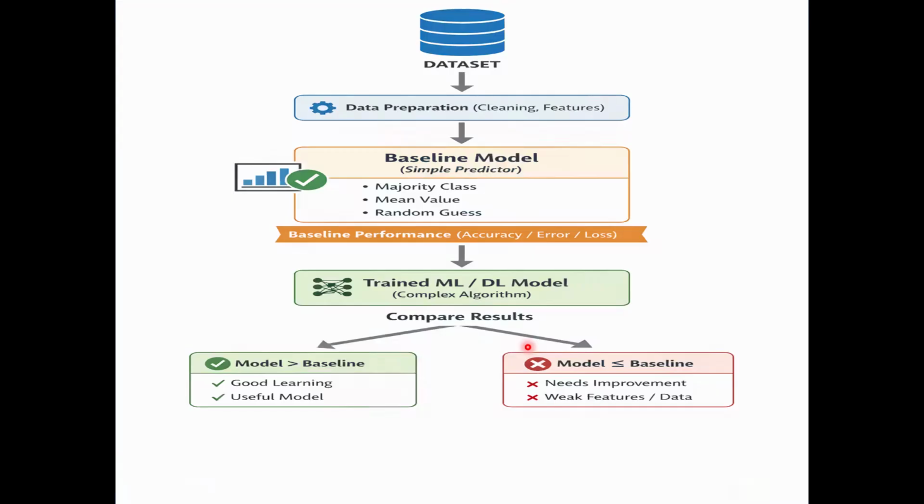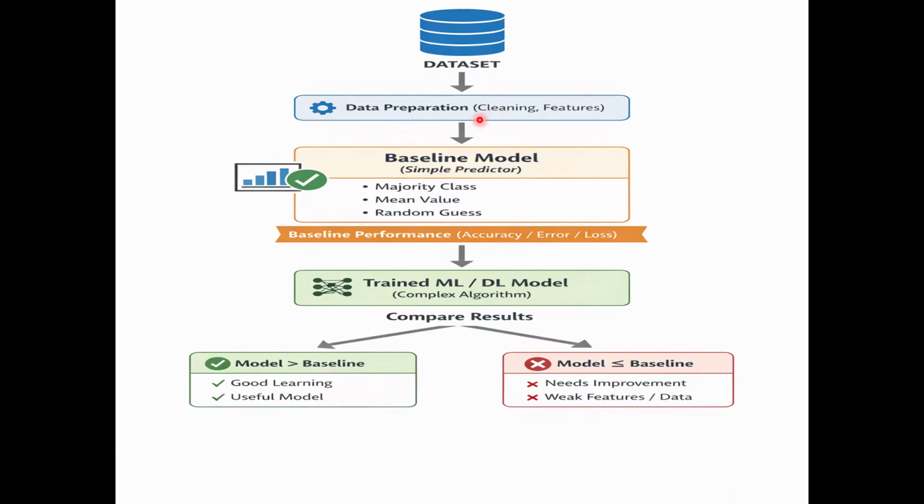So coming to the overall picture of this diagram. This diagram illustrates the complete workflow of how a baseline model is used in machine learning model evaluation. At the top, the process begins with the data set, which represents raw data collected for solving a prediction problem. This data set cannot be used directly, so it first passes through the data preparation stage.